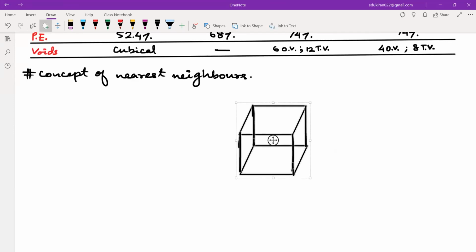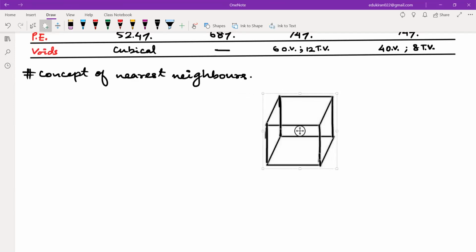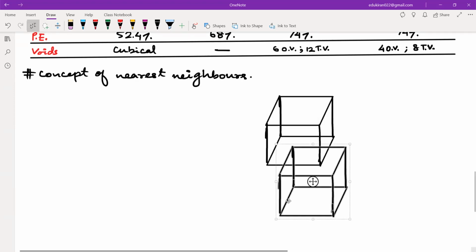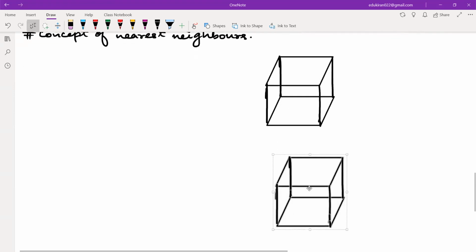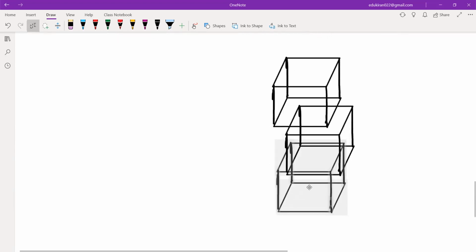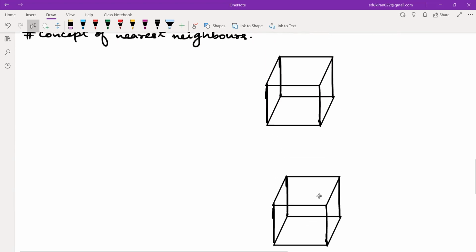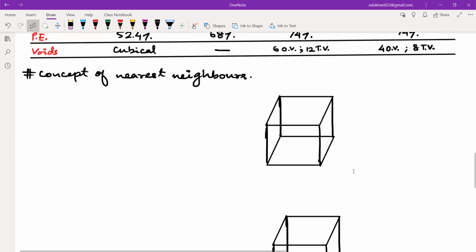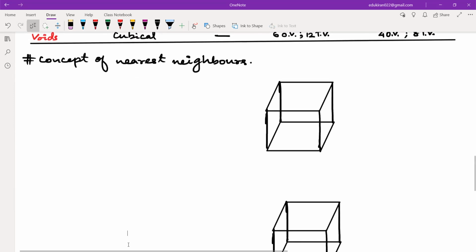Okay, so here we have 1 unit cell. Also, I would need a few more, so I will just copy and paste them below. Now, concept of nearest neighbor. So nearest neighbor is again just like coordination number. So first thing that I will be teaching is for the simple cubic structure.